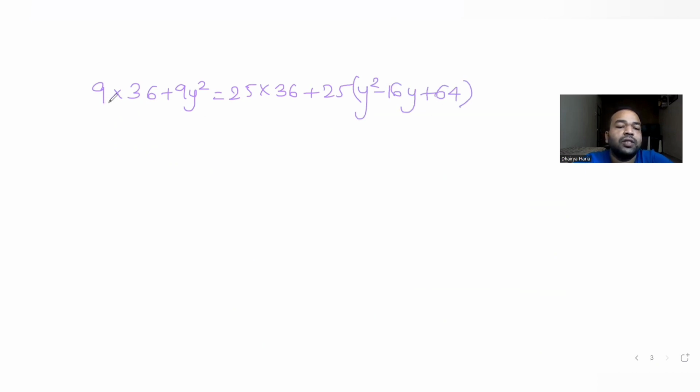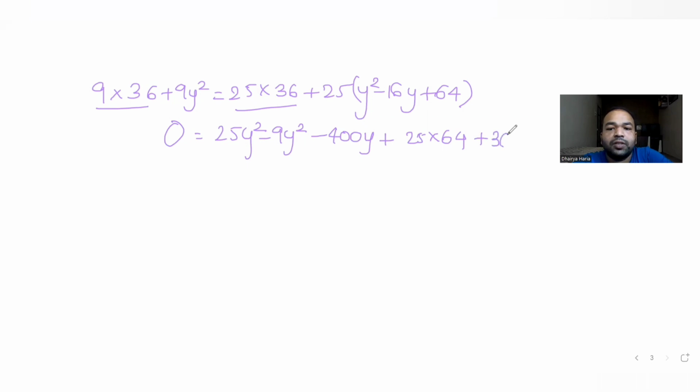So if I solve this further, 36 into 9, 36 is present on both sides, so I can take the entire thing to one side. So I write 0 equals 25y square minus 9y square minus 25 into 16y. 25 into 16 is 400, so minus 400y. And plus 25 into 64, and we have here minus 36 into 9. Taking common, we are left with 25 minus 9, that is 16, so we get 16y square minus 400y plus 25 into 64 minus 36 into 9.